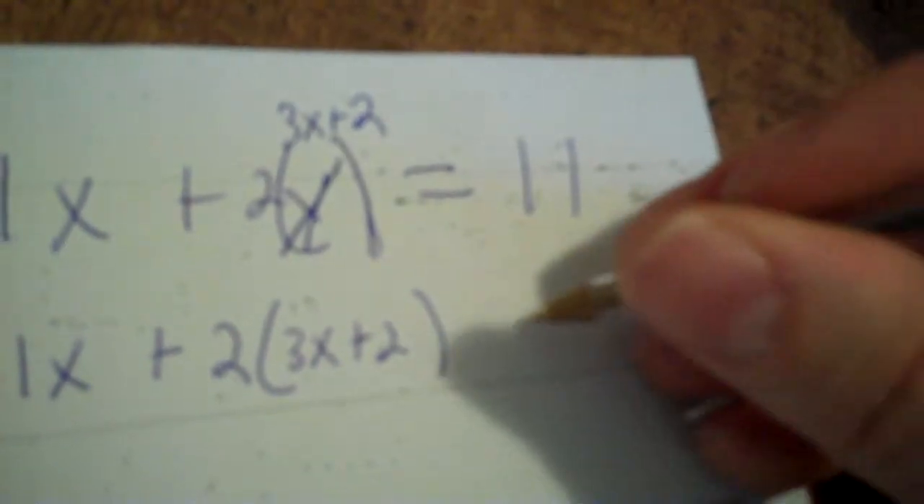Now cross that out and put 3x plus 2. Okay, so we have 1x plus 2, and then I make a parentheses and I put 3x plus 2. Then after the parentheses it has equals 11. Now we can solve for x. So the 2 here, I have to distribute: 2 times 3x and 2 times 2. So that's going to be 6x and 4.